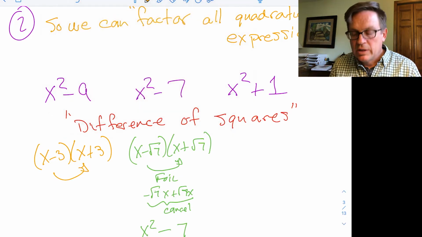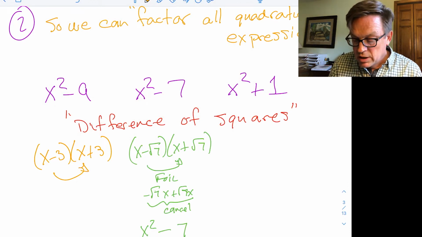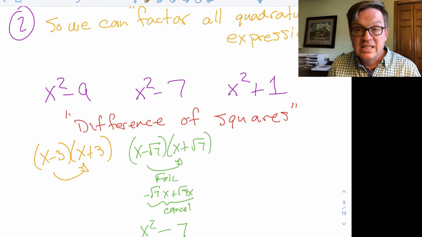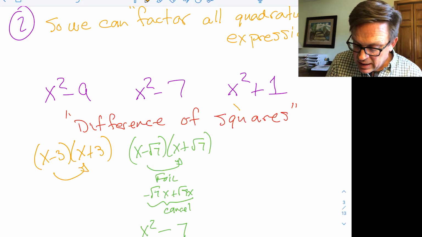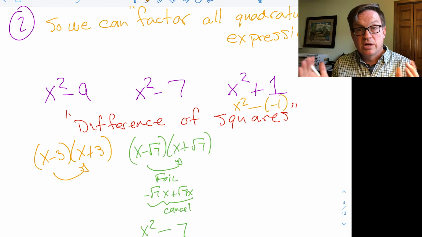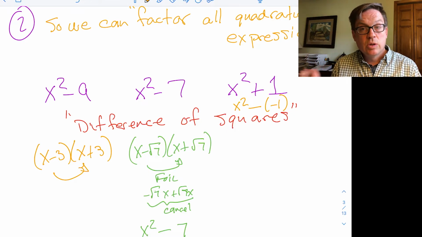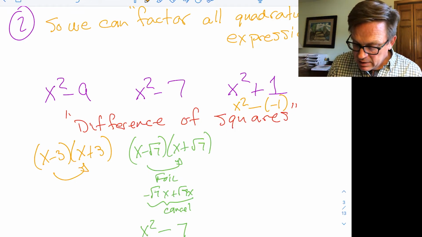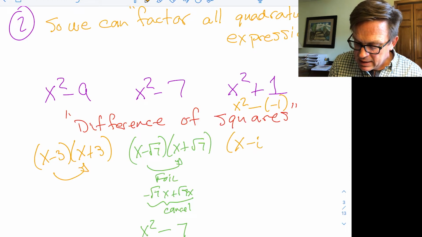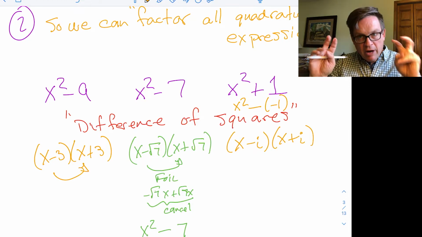And in the same way, we can factor x squared plus 1, because since we know it's the difference of squares, that's really x squared minus negative 1. So it's a difference of squares. And what's the square root of negative 1? Well, it's i. So we get x minus i, x plus i. And so you can factor that.